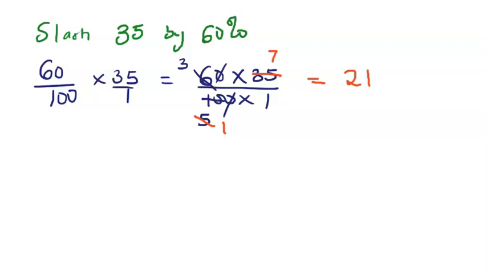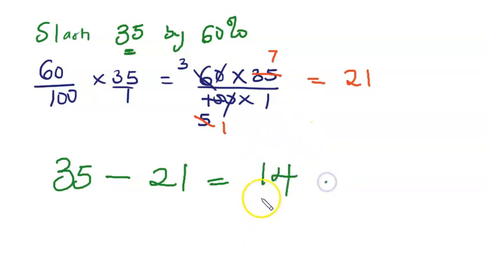Is that our final answer? No. This is the value that we are decreasing this original number by. So now the decrease, let's slash it. We want to slash 35 by 60%. What's 60% of 35? 21. So we are slashing 35 by 21. We are reducing it by 21. So we now have 35 minus 21 would give us what? It should be 14. So reducing 35 by 60% means we only have 14 left.